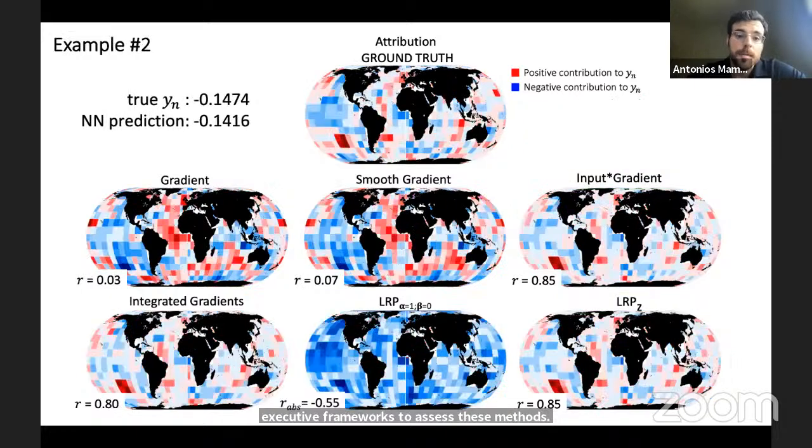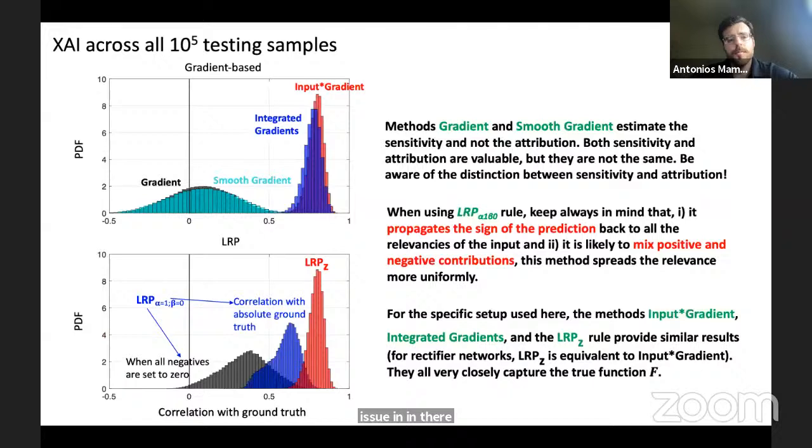A second example here from the same data set, we can get pretty similar insights as the previous slide. The gradient and the smooth gradient do not correlate with the ground truth. The methods input times gradient, integrated gradients, and LRP-Z are all very consistent. And the LRP alpha 1 beta 0 again provides results which assign the same sign to all the pixels. And this can be an issue in a real application. So this is the last slide, I think.